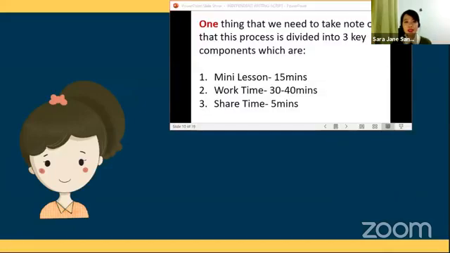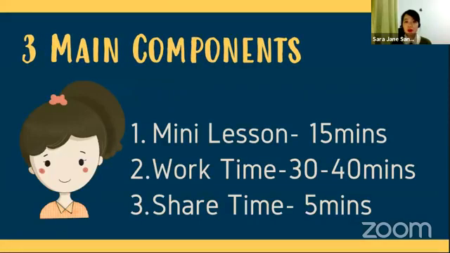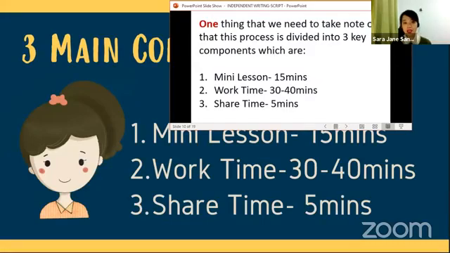One thing that I would also like you to take note of is independent writing is composed of three main components. First is mini lesson, followed by work time, and then share time. Mini lesson only runs for 15 minutes, so that's why it's mini. So it's not really a whole class discussion. It's only for tapping our students' schema and connecting them to the topic at hand, connecting their emotions, their ideas, their experiences. And then after doing the mini lesson, you go now to the work time.